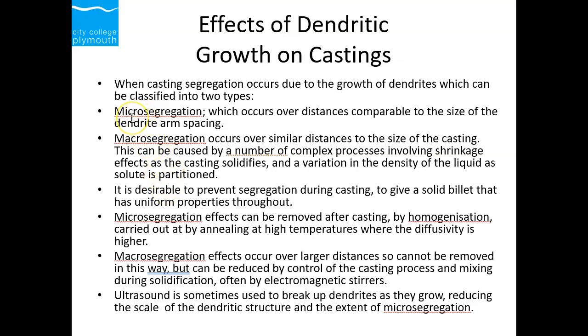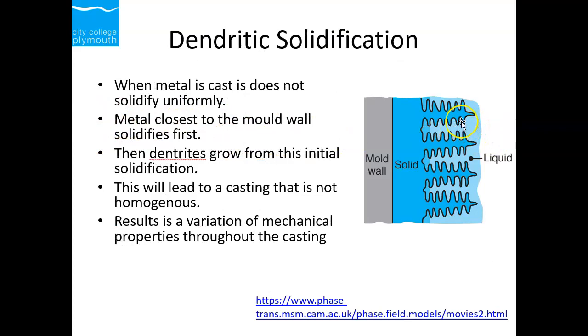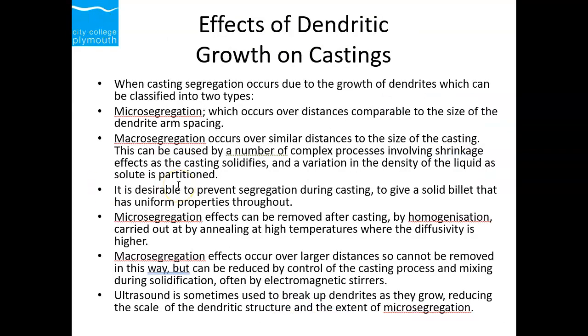Now there is microsegregation, which occurs over a distance comparable to the size of the dendrite arm spacing. Dendrite arm spacing is the spacing between these two dendrites. Yeah, so that's the dendrite arm spacing. Now then we have macrosegregation, which occurs over a distance similar to the size of the casting. Now this can be caused by many processes.